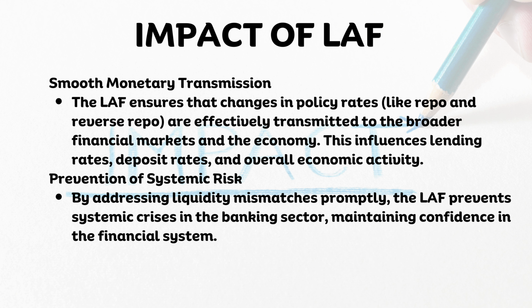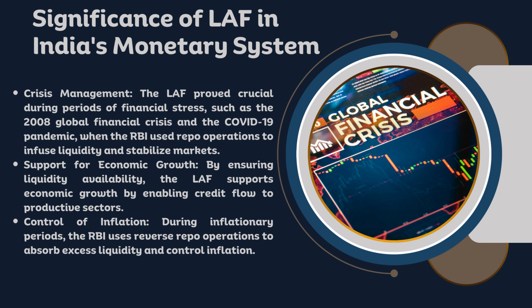Smooth monetary transmission. The LAF ensures that changes in policy rates, like repo and reverse repo, are effectively transmitted to the broader financial markets and the economy. This influences lending rates, deposit rates, and overall economic activity. Prevention of systemic risk. By addressing liquidity mismatches promptly, the LAF prevents systemic crises in the banking sector, maintaining confidence in the financial system. Significance of LAF in India's monetary system, crisis management.